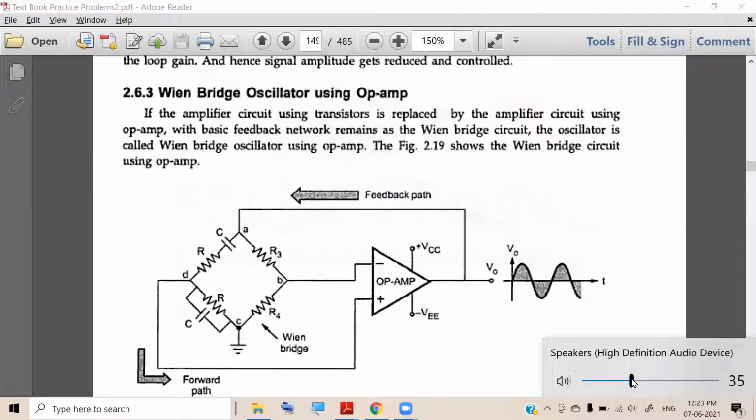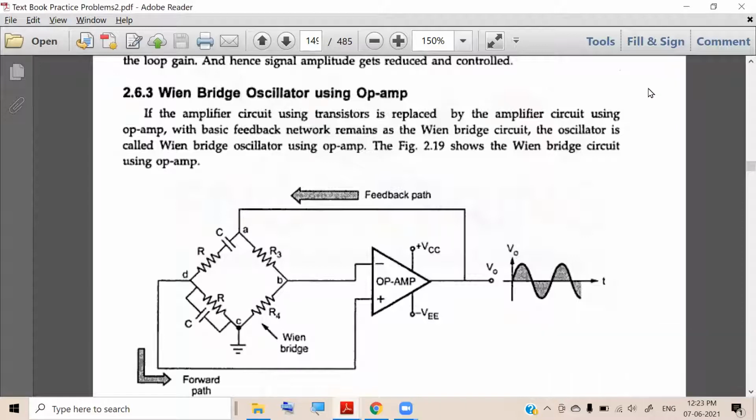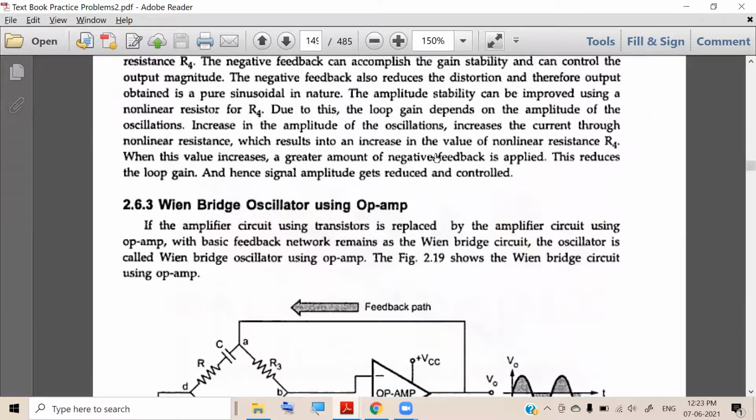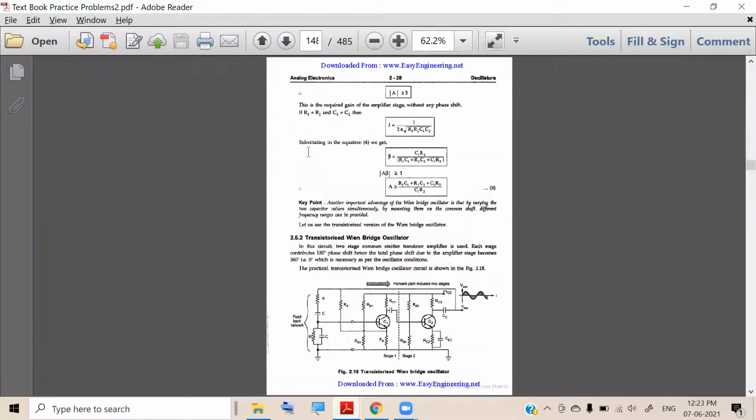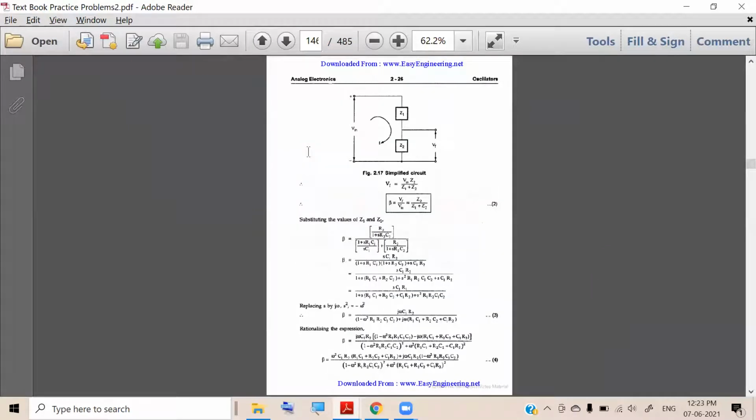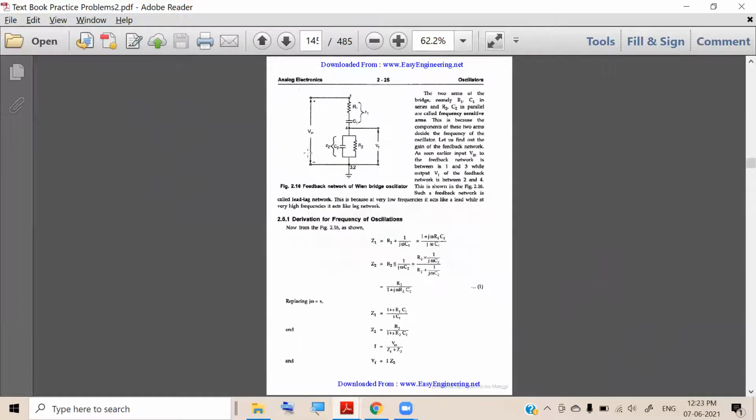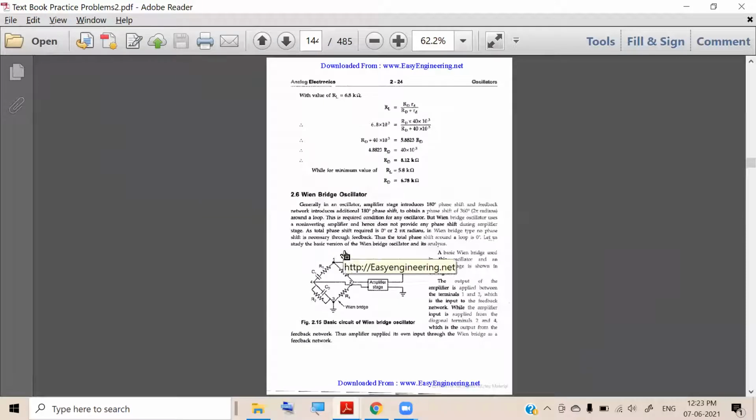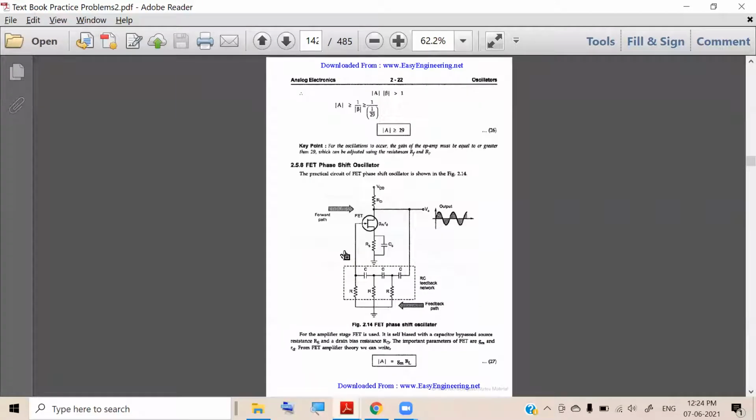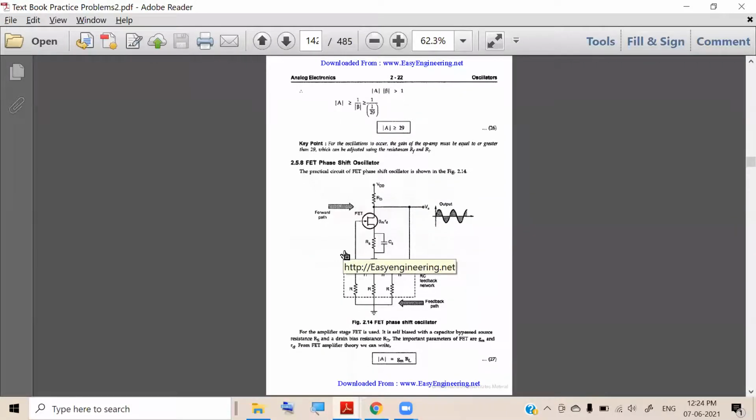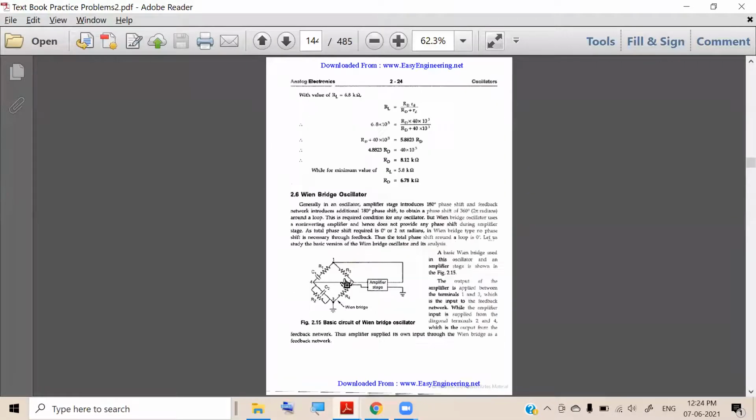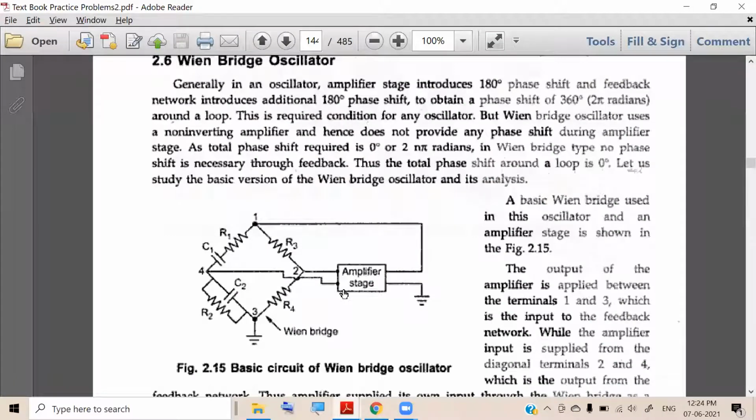Okay, thank you. So, in the previous class, we were discussing the Wien-Bridge oscillator. We started with the circuit of the Wien-Bridge oscillator.